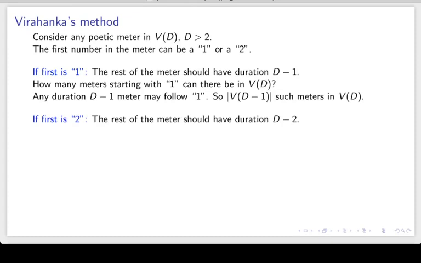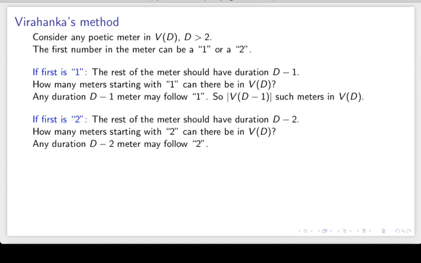If the first number is 2, then the rest of the meter should have duration d minus 2. So how many meters starting with 2 can there be in V of t? Same logic. Any meter with duration d minus 2, if you append it to 2, will give you a meter with duration d. So you can take any such meter and append it to 2, and you will get a meter of this type. So the cardinality of V of d minus 2, that many such meters will be present in this set V of t. Okay?